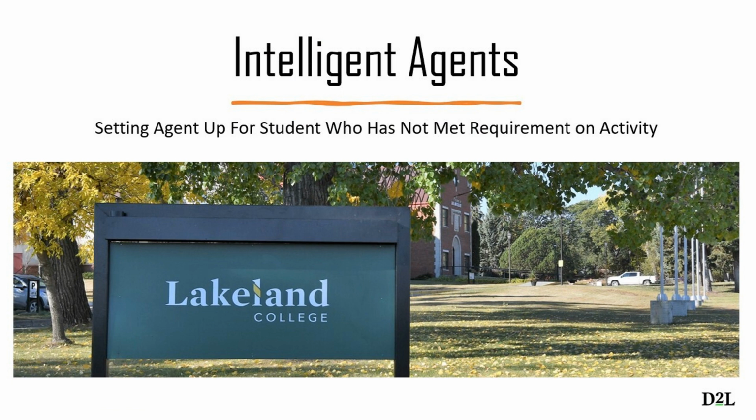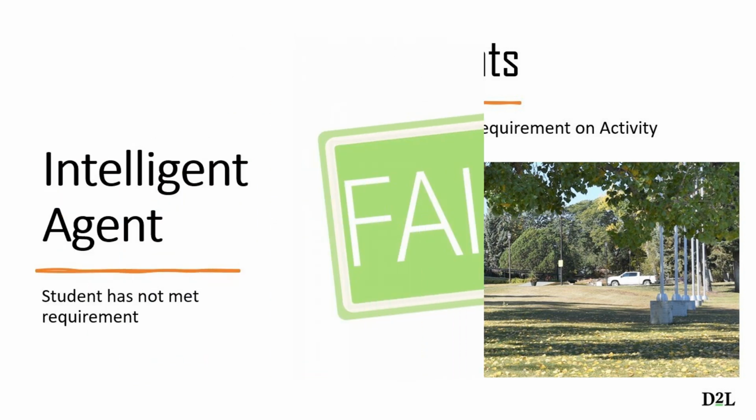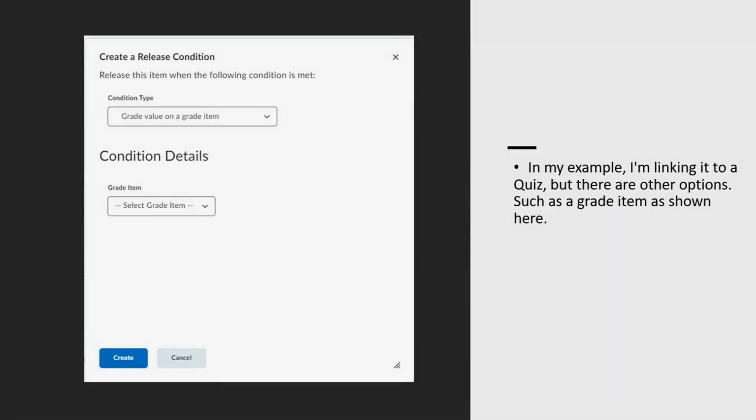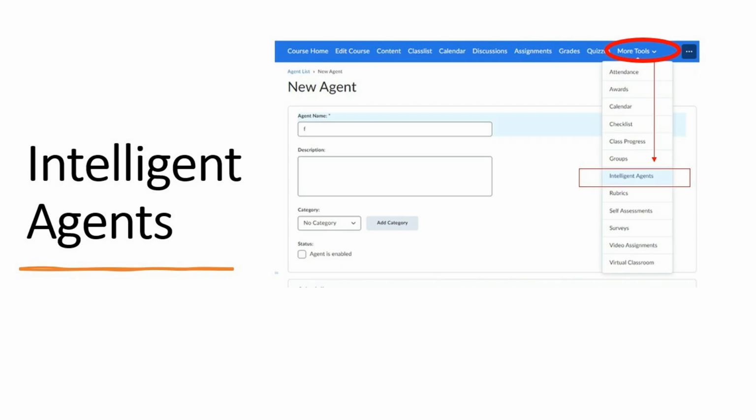Welcome. In this video, I'm going to walk you through creating an intelligent agent for a student who hasn't passed a quiz. So they haven't met the requirement of the passing grade, and we're going to send out an automated message. So first, make sure that you have your quiz that you want to link it to in D2L, and then you're going to select New Agent.